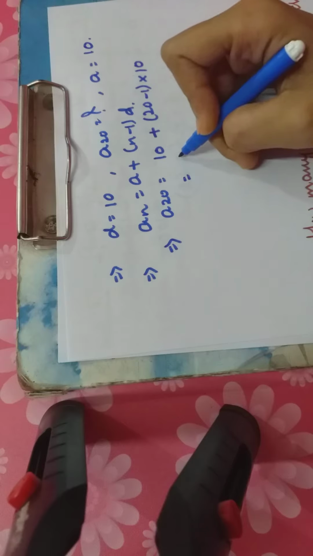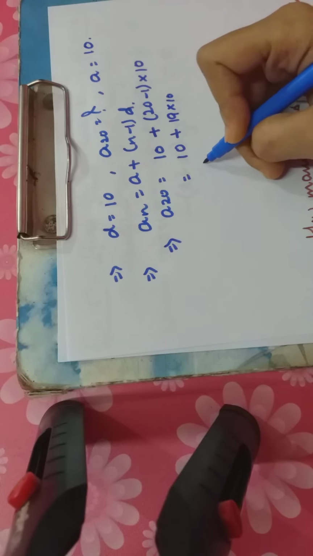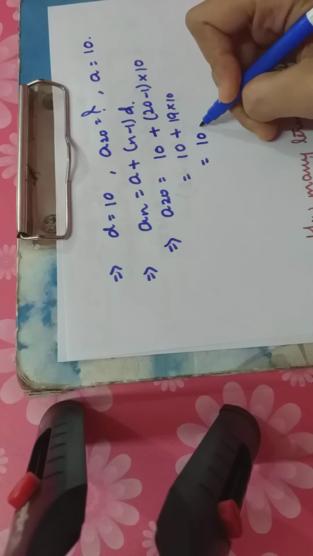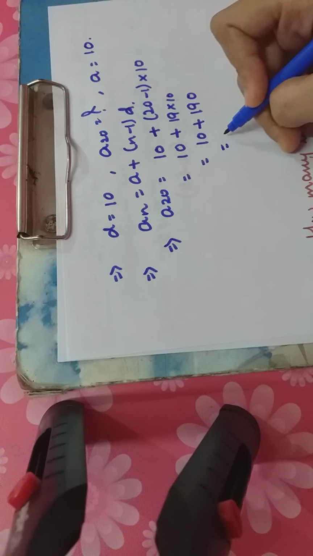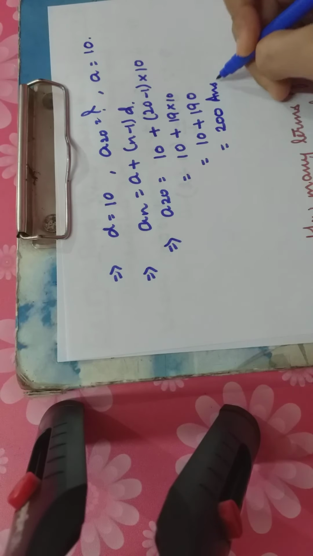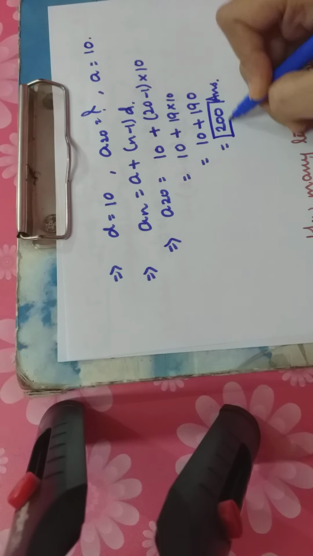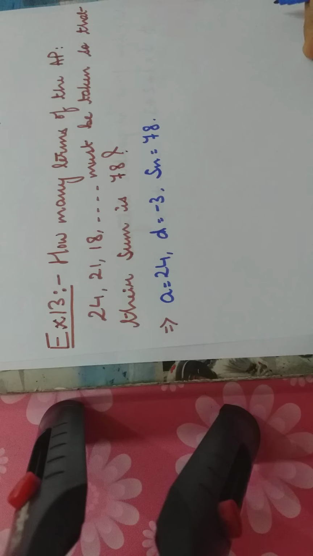So A20 will be what? 10 plus 19 into 10, okay. So what will I get? 19 into 10 will be 190, and 190 plus 10, what will I get? 200, okay. So 200 will be your final answer. The 20th term of that AP will be 200, okay. Hope you understand the question. Come to the next question.